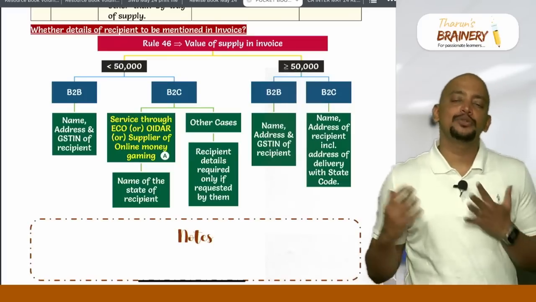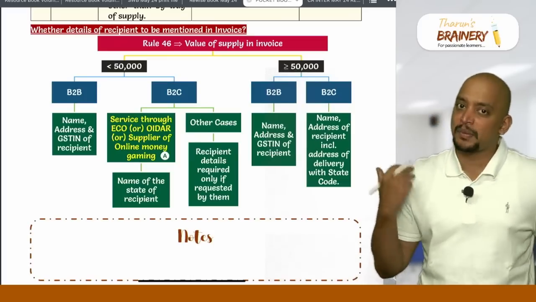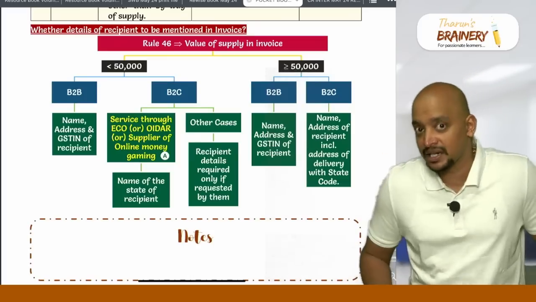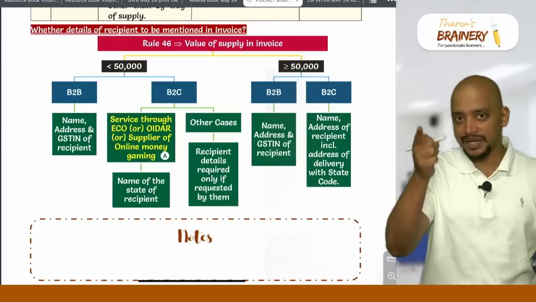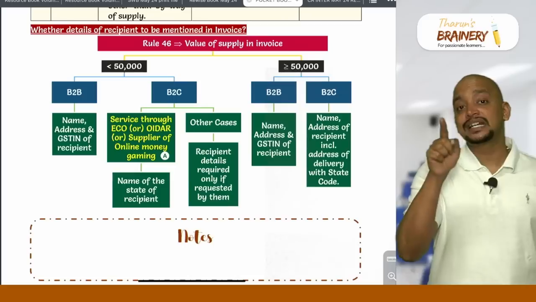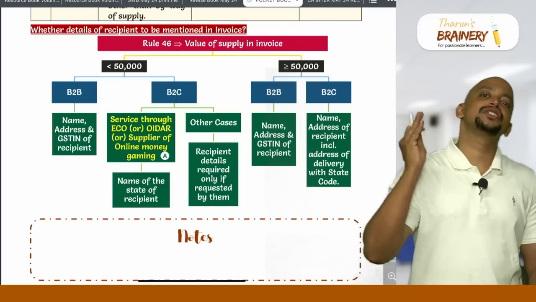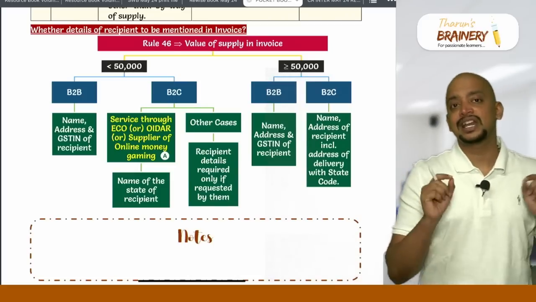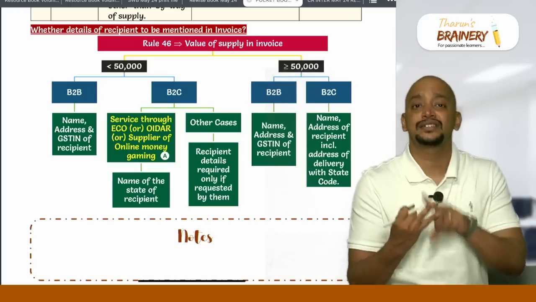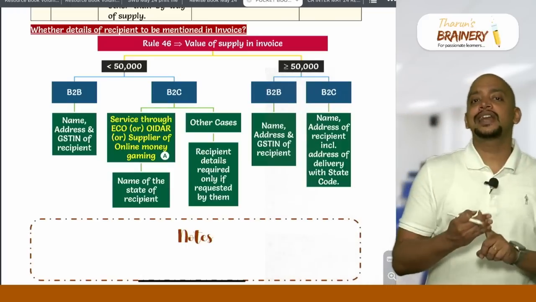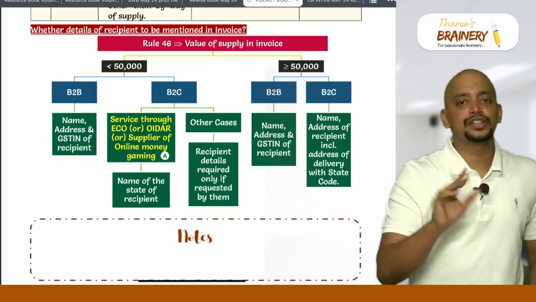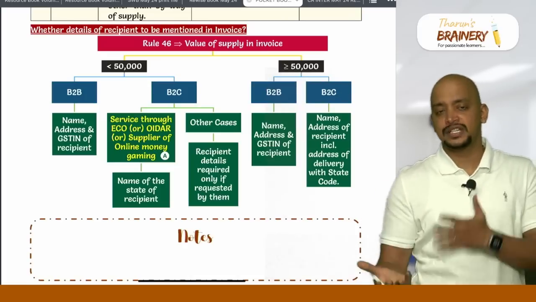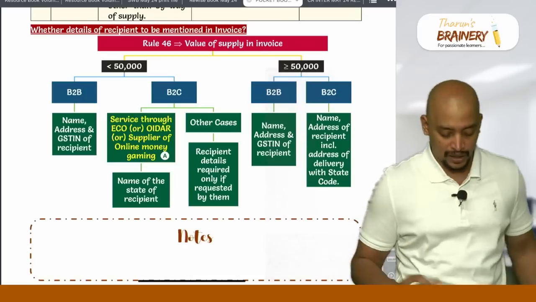If it is a B2B transaction, always recipient details are to be mentioned: name, address and GSTN of the recipient. If it is a B2C transaction greater than or equal to 50,000 rupees, then also recipient details are to be mentioned. If it is a B2C transaction less than 50,000, then in the case of OIDAR services through an e-commerce operator, or in case of online money gaming, the state of the recipient is to be mentioned. In other cases, only if the recipient requests, we need to mention, otherwise not required.